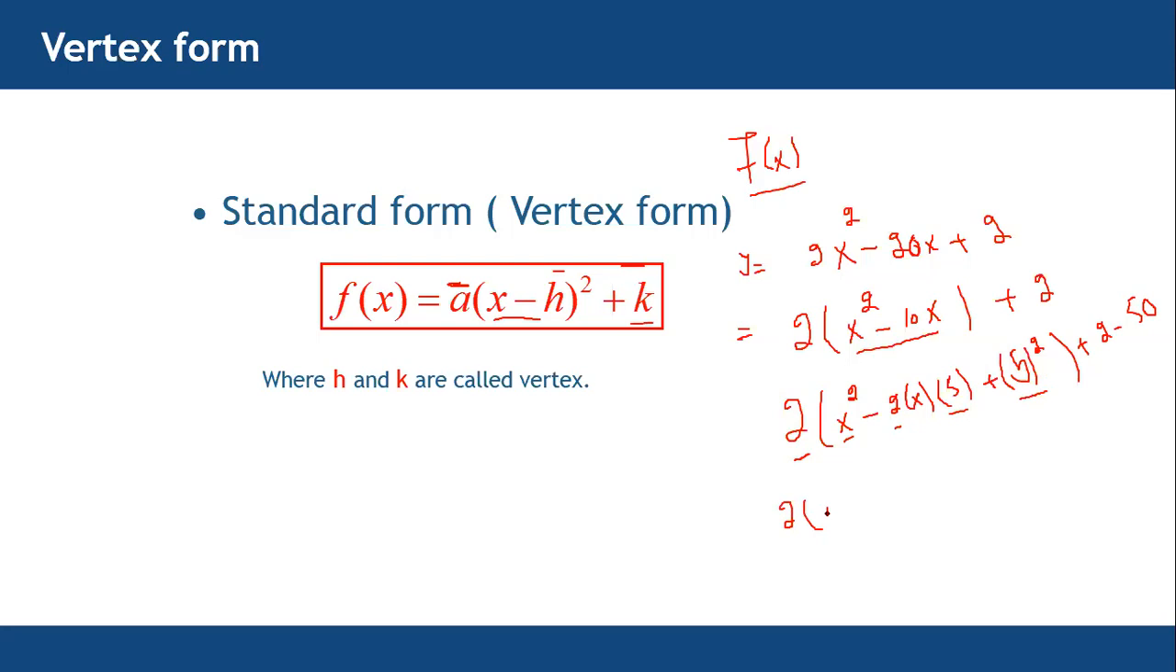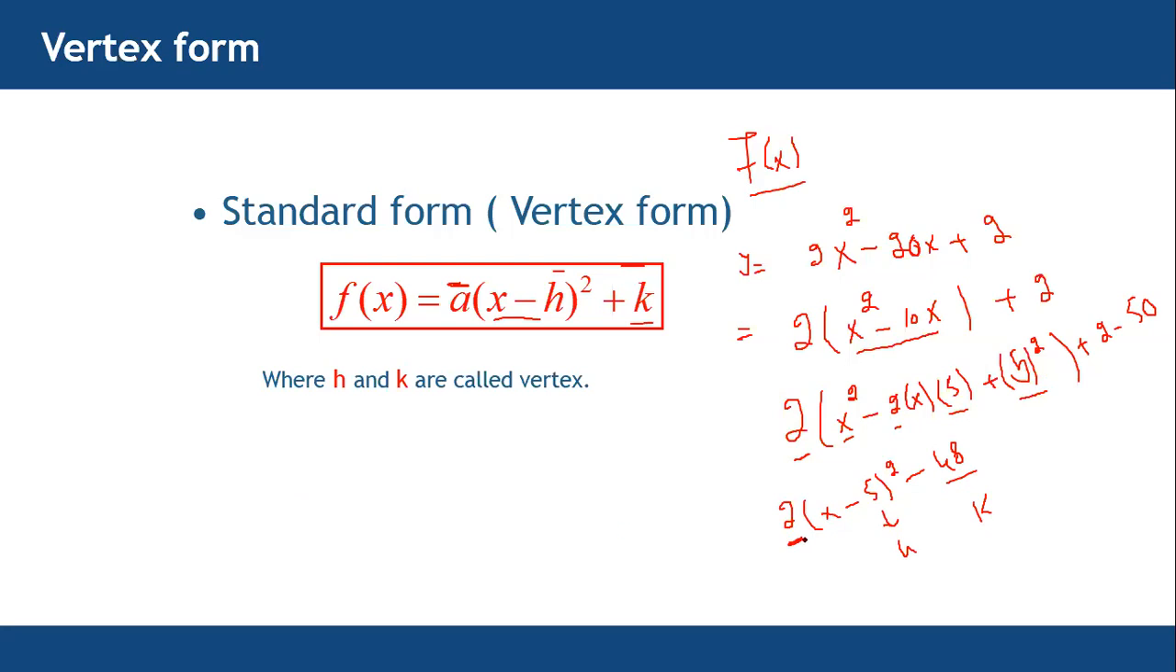2 into x minus 5 whole square, and 2 minus 50 is equal to minus 48. What is the 5? This is the h value. What about k? So k is minus 48. What does this 2 show? This is the a value, and 2 is positive, so the parabola will open upward.